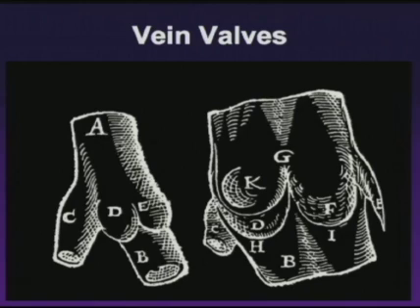Another aspect of veins are their valves. These are quite important to control the direction of blood flow. They are more numerous as you get further distal in the leg, so the calf veins have many, many more valves than do the veins in the thigh or pelvis.